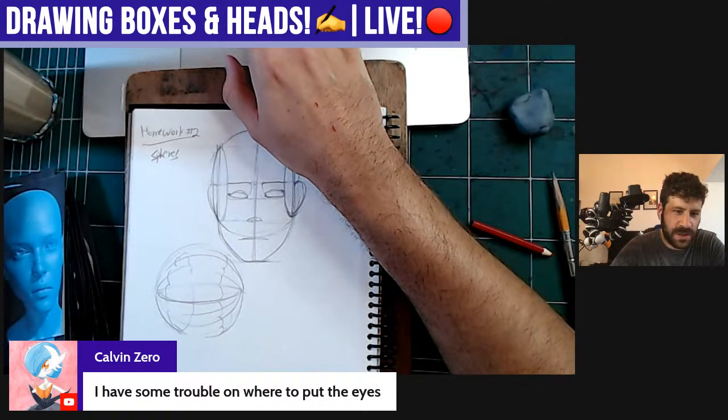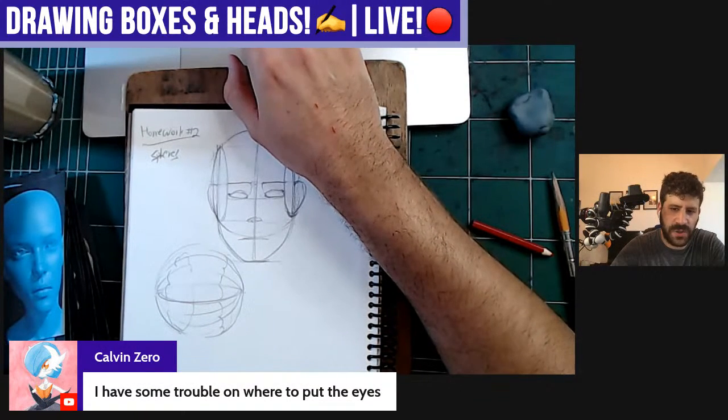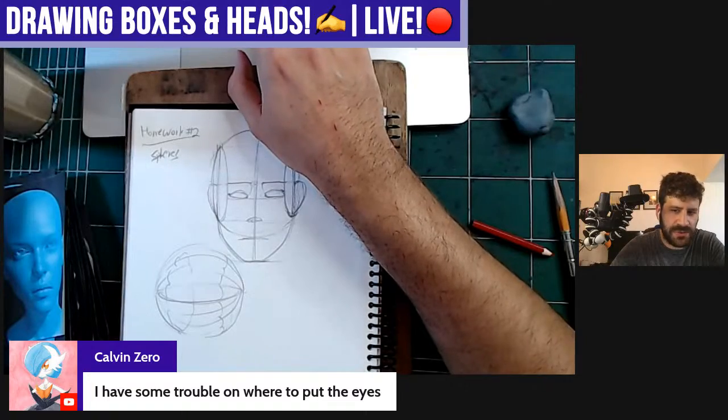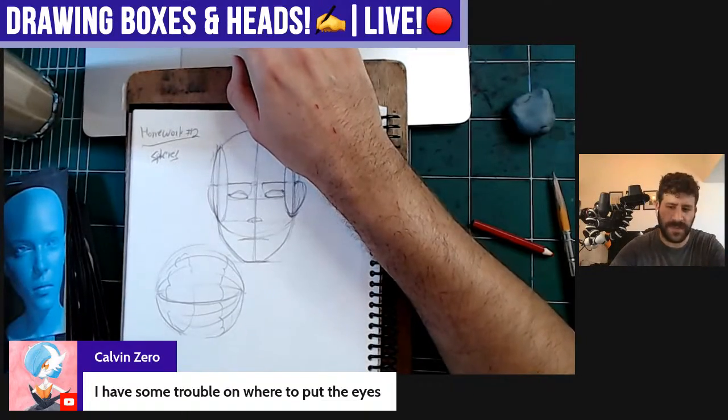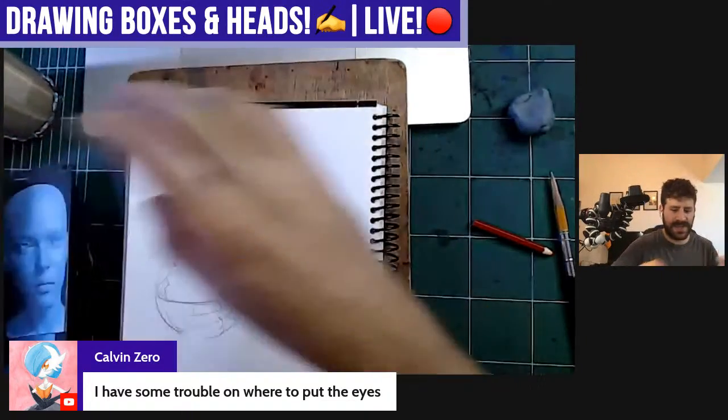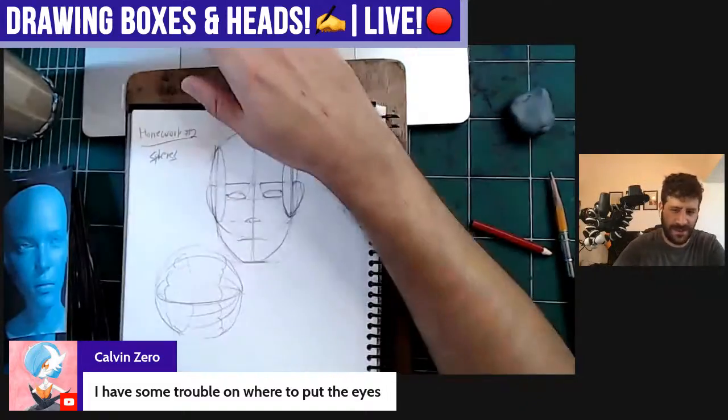Kelvin Zero, I have some trouble on where to put the eyes. Yeah, we'll get there too. I'll show you. The eyes can be a little tricky because what happens is they're inward, so they essentially go back in space. Okay, I'll show you how to do that.